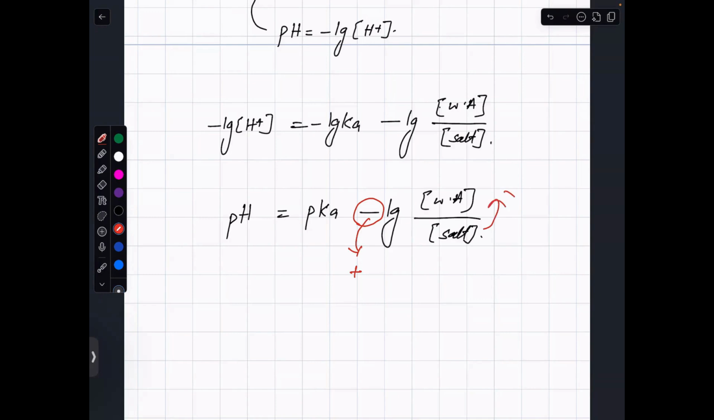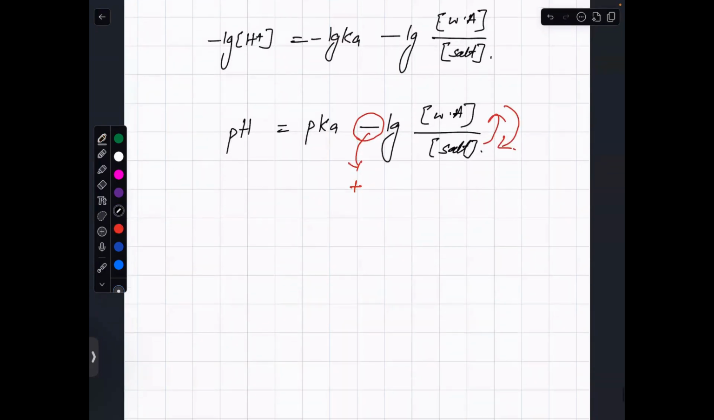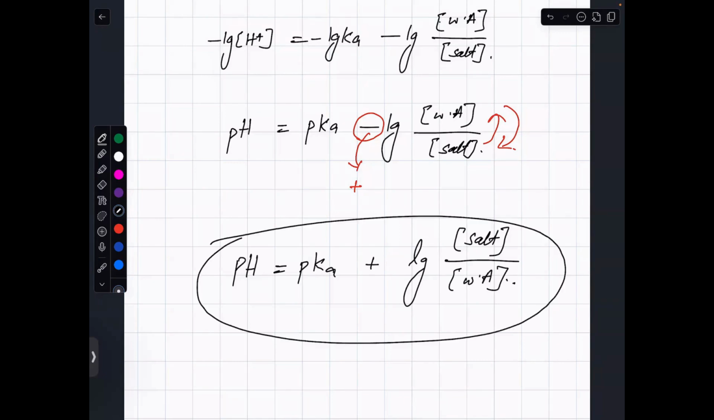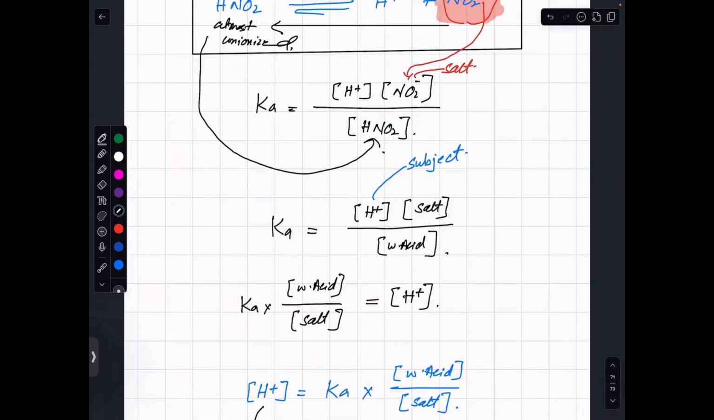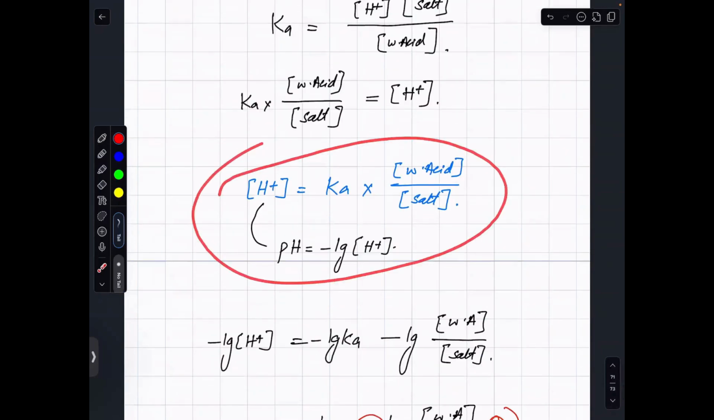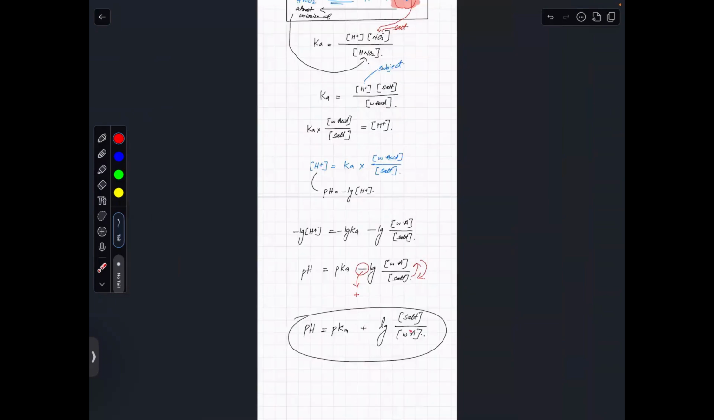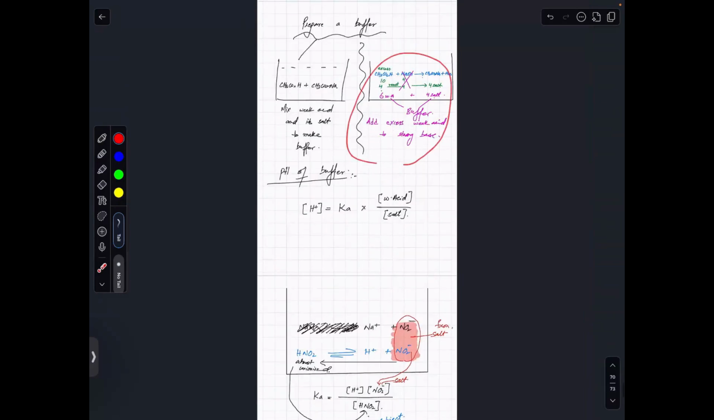For this, you have to switch these. So pH is equal to pKa plus, what I did, log of salt over weak acid. I personally don't use this much. I use this one more. Now, in the next lecture, I'm going to relate this to the buffer preparation and their questions.